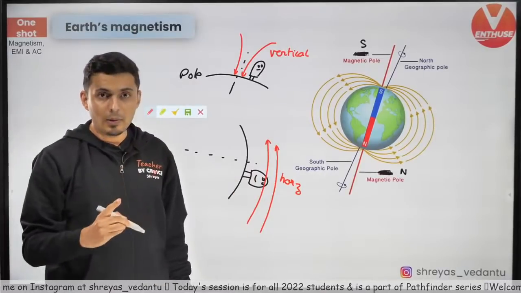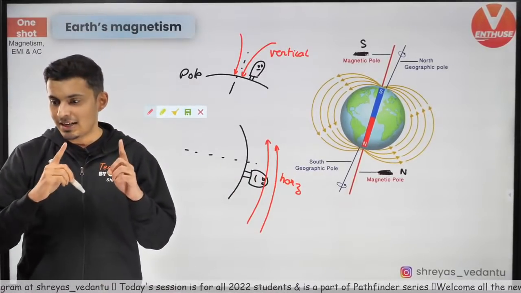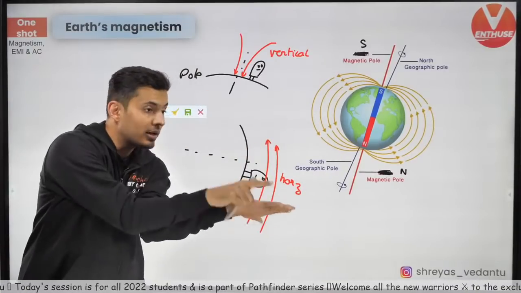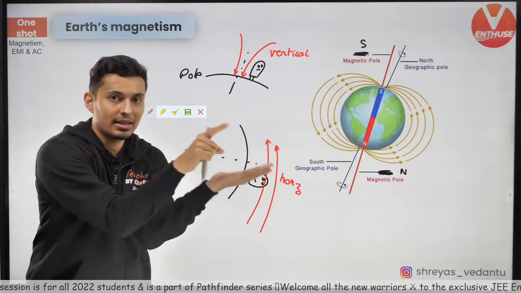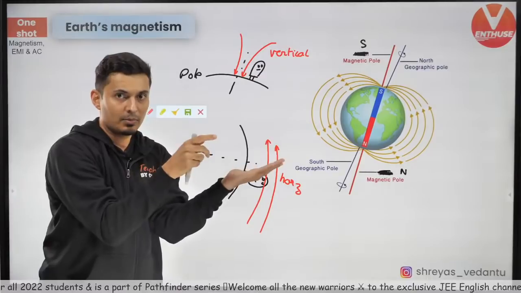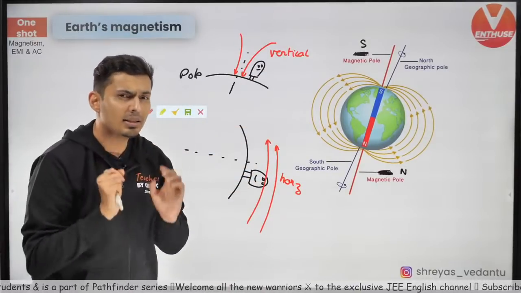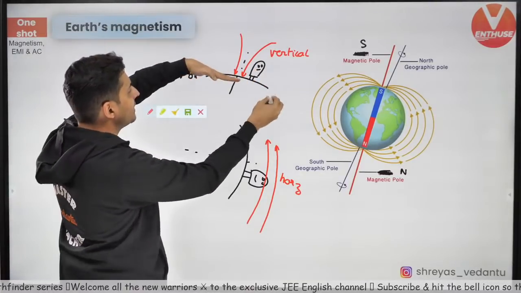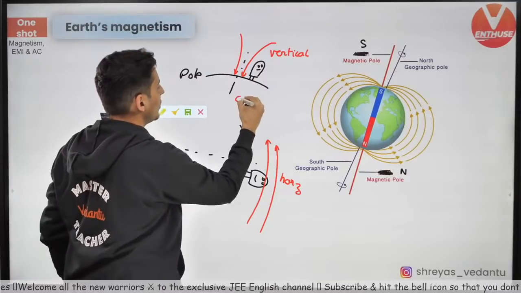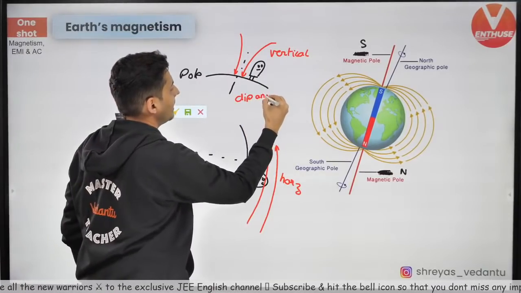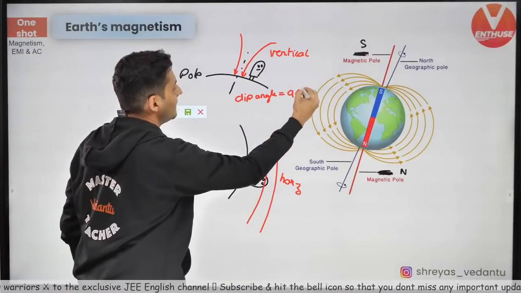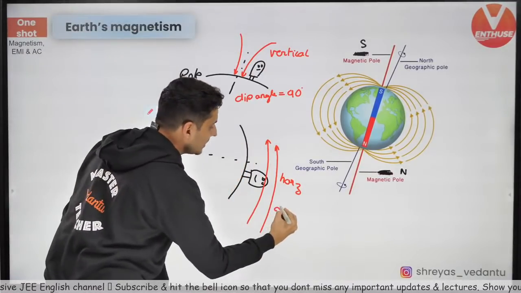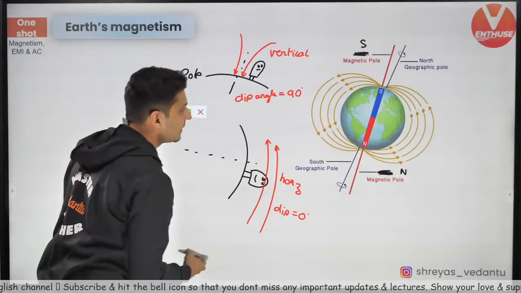Now the angle which the magnetic field at that place makes with the horizontal is called the dip angle. Here the magnetic field with the horizontal makes 90 degrees. So how much is the dip angle? 90 degrees. Here with the horizontal it is parallel, so the dip angle is 0 degrees.